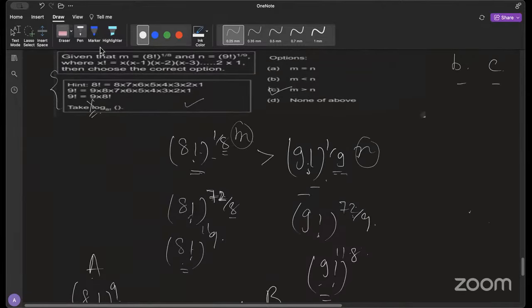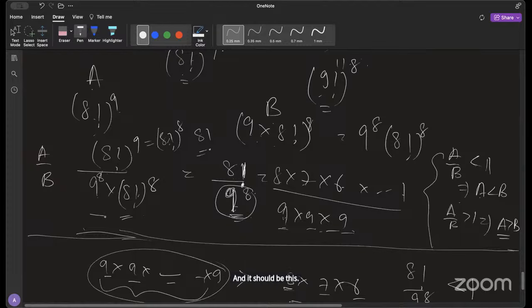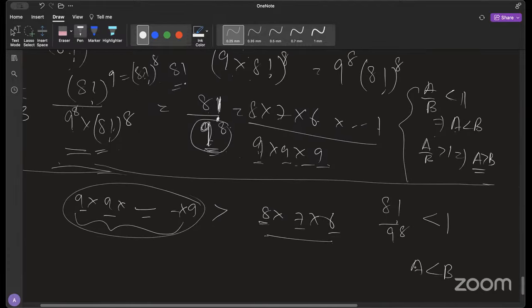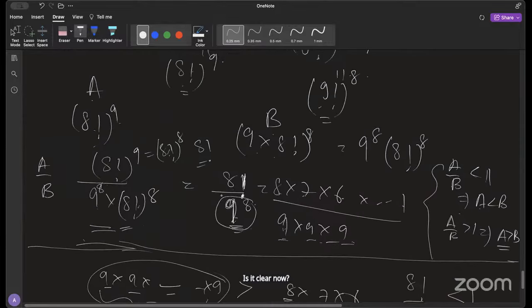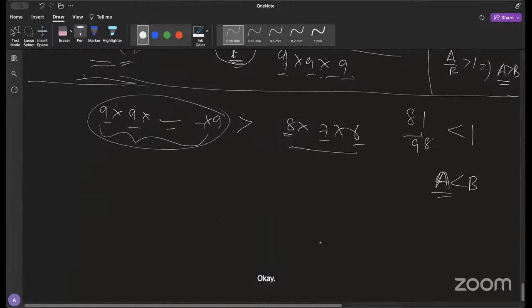That means A is less than B. Then it should be the other option, and it should be this. Thanks for pointing it out. Is it clear now? Yes, ma'am. Now clear. Okay.